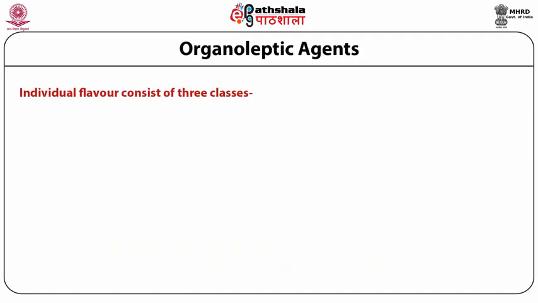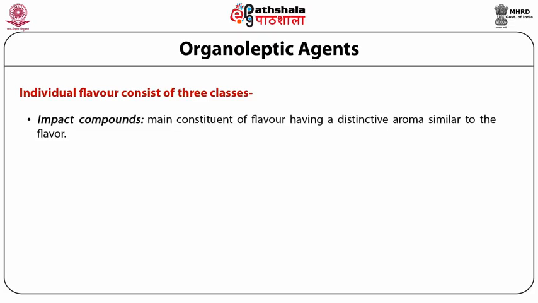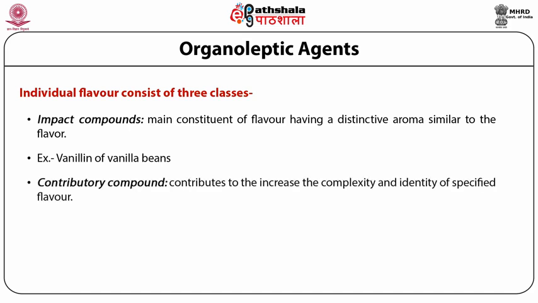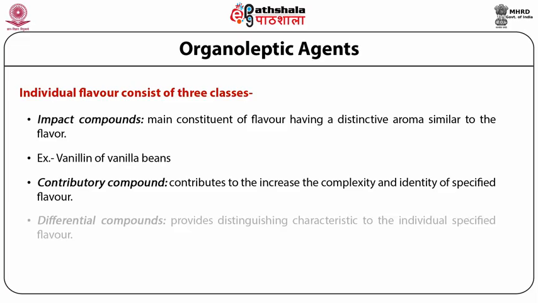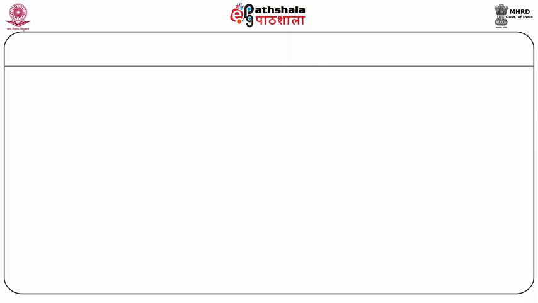Individual flavor consists of three classes. First one is impact compounds, the main constituent of flavor having a distinctive aroma similar to the flavor. For example, vanillin of vanilla beans. Contributory compounds, which contribute to the increase in the complexity and identity of the specified flavor. And the last category is differential compounds that provide distinguishing characteristics to the individual specified flavor.